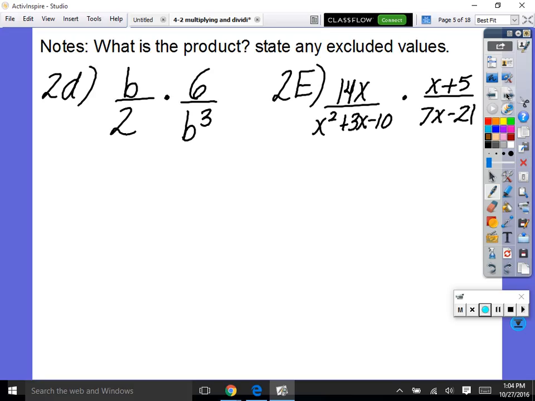Okay, let's do 2D, 2E. Here we go. So we have this times this. Let's factor it. It's already factored. So we multiply straight across. So on top we have 6 times b. On bottom we have 2 and b cubed, right?